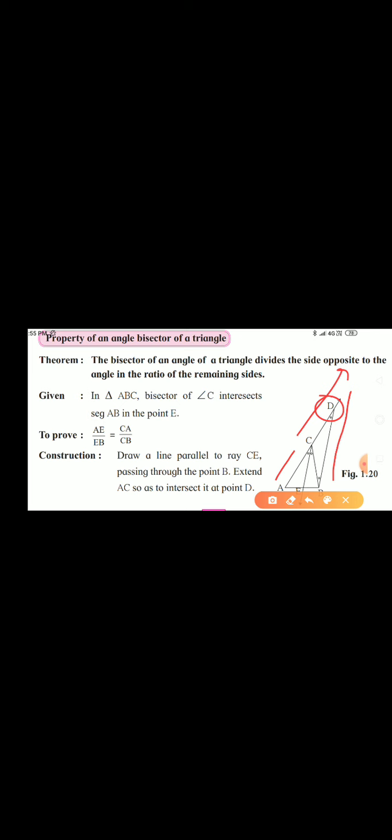In the construction, the important point is we draw this segment BD parallel to the bisector CE. So you can see here segment CE is parallel to segment BD. So this is our construction. Now we have to prove AE upon EB is equal to CA upon CB. So here we use some properties.